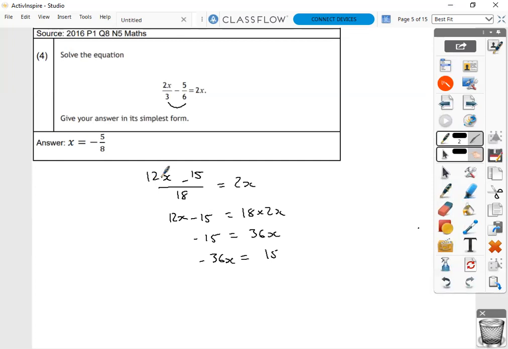So that top line will be 12, 12x over 15, and so on. 12x here, 12x here, so that will be 24x equals negative 24x equals 15. X equals 15 over negative 24. And then that's a case of simplifying that down. Okay, so 3 goes into both of them. You get negative 5 over 8.